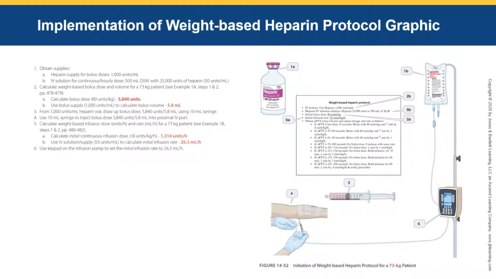The next slide shows you a graphic on implementation of the weight-based heparin protocol. So the steps in the protocol are on the left. The protocol itself is in the center. And then the images that correspond to each of the steps are identified on the right. And we feel that this is showing initiation of the weight-based heparin protocol for a 73 kilogram patient. And there will be a figure 14.53, which shows a titration, and figure 14.54, which shows another titration of the protocol. So it really, again, appeals to visual learners.